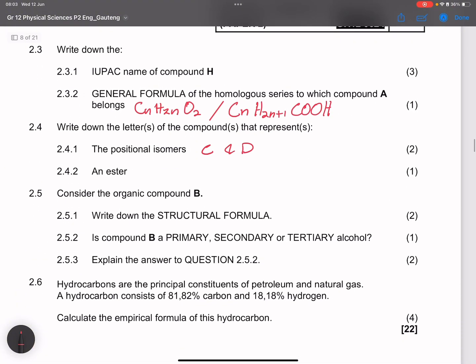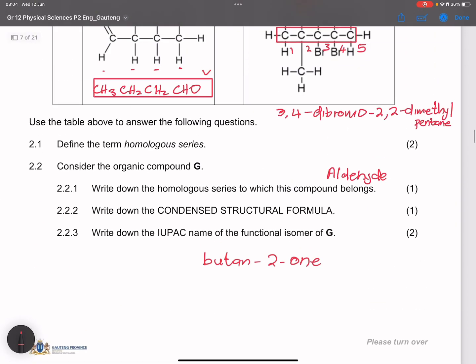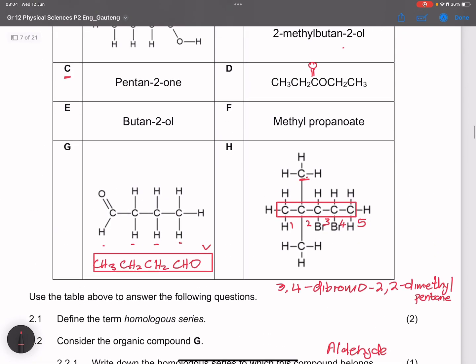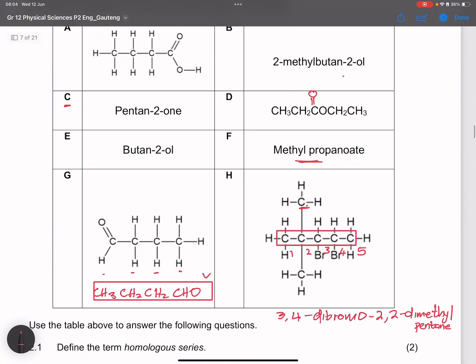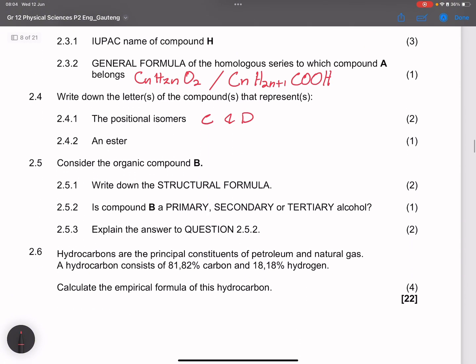Right, and then they say the letter that represents an ester. Okay, so which one is our ester there? So definitely F is an ester. We don't have any other ester, so we've got F as the one there. Right, they say consider the organic compound B. So let's go to compound B.